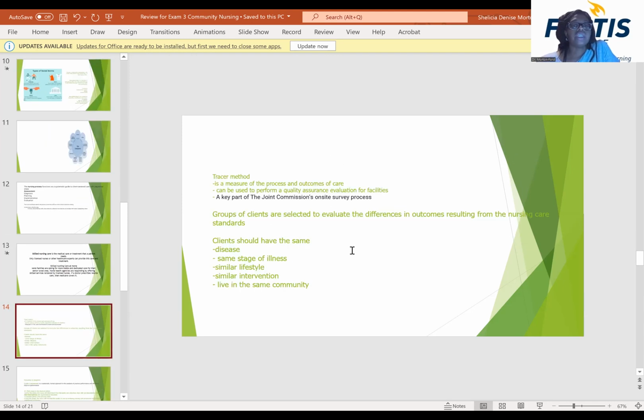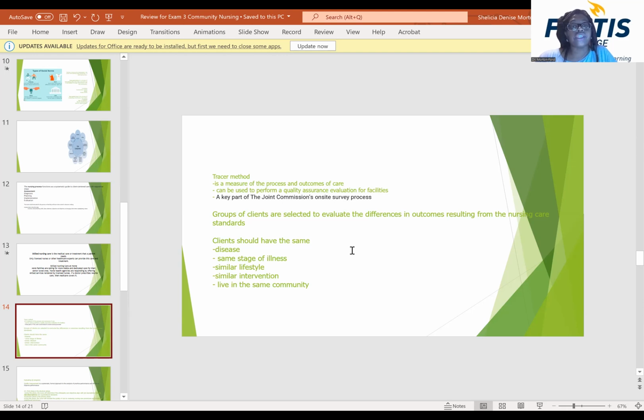So tracing method, this is a method, mostly the hospitals, Joint Commission comes in. But anyways, tracing method is a measure of the process and the outcomes of care. So Joint Commission goes into the hospitals. In the long-term care facilities, the State Department actually comes in. It just depends on if that facility is considered a nursing home, an assisted living facility. But in reference to this method right here, the tracing method, groups of clients are selected to evaluate the differences in outcomes resulting from the nursing care standards.